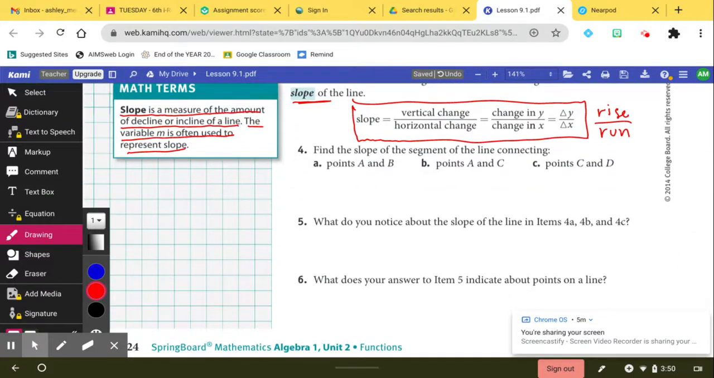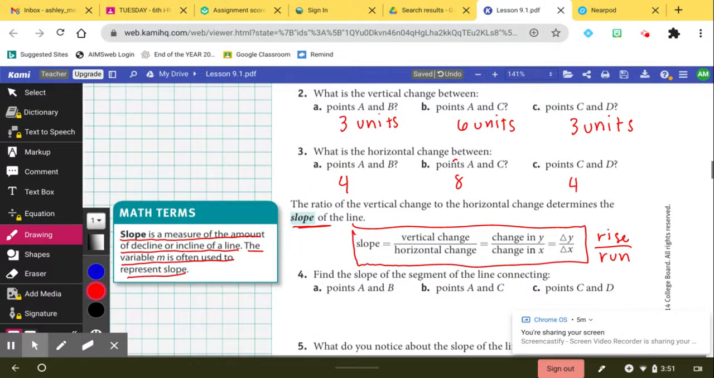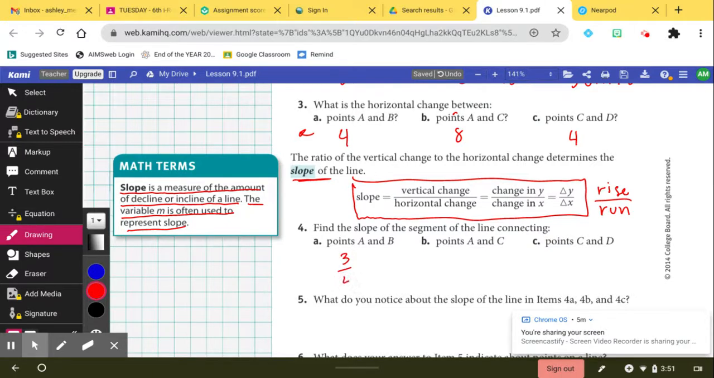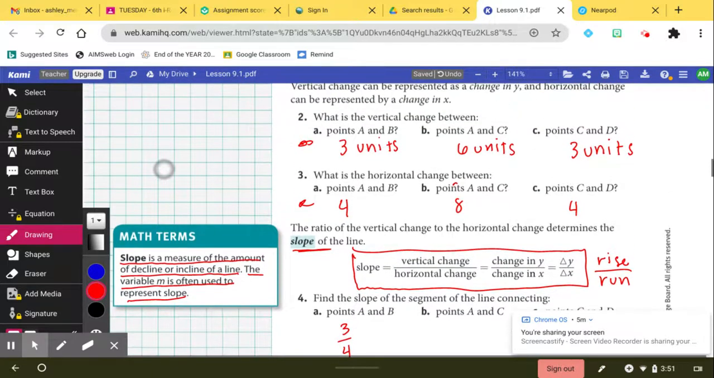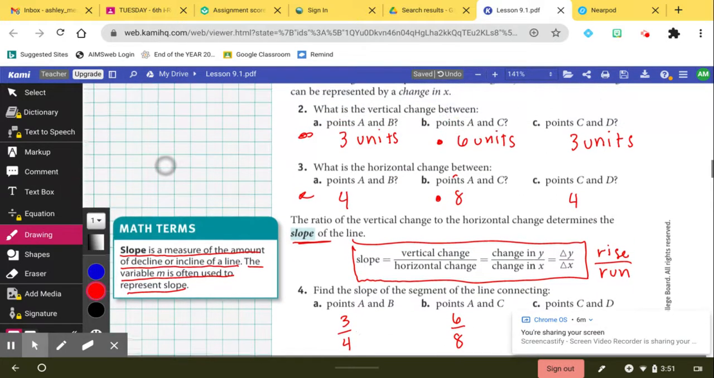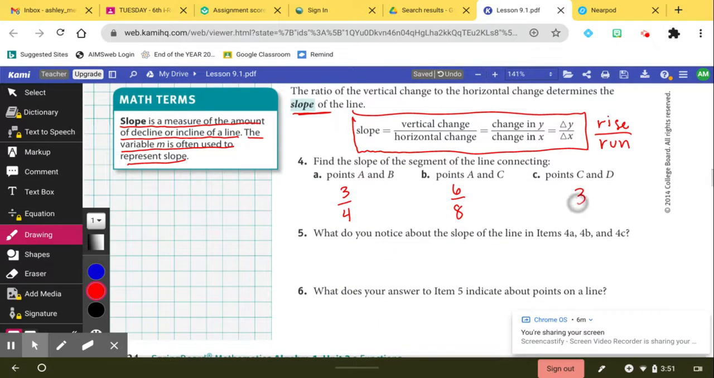So it says find the slope of the segment of the line connecting A to B. So vertical to horizontal, so that would be 3 to 4. A to C, well, we had vertical to horizontal, so that would be 6 to 8. And then C to D, well, that was vertical to horizontal, so that would be 3 to 4.